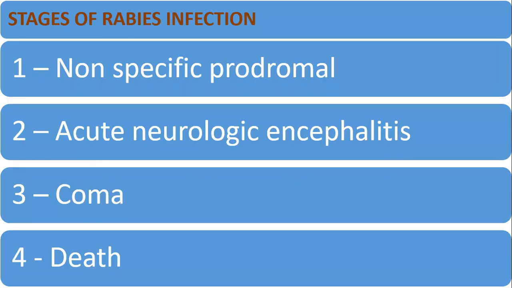Stages of rabies infection: here is the demarcation between the non-specific prodromal phase, acute neurological phase or encephalitis, coma, and death.